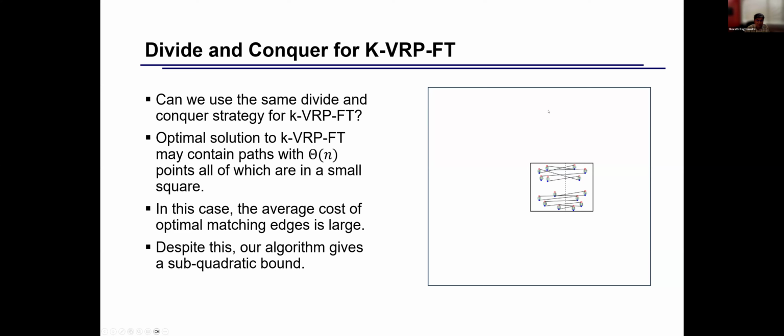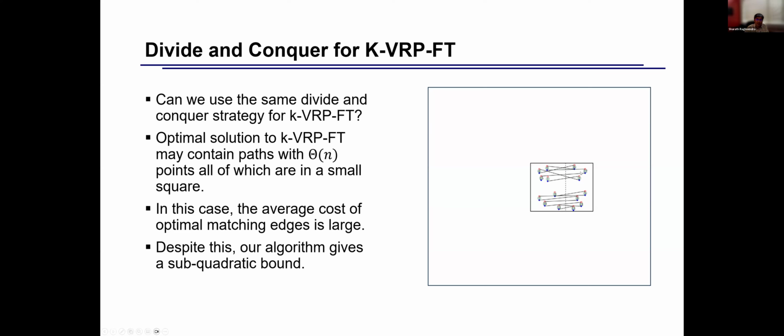So imagine you have an instance of the fixed time vehicle routing problem. This big square contains that, and k is a potentially large number. Now suppose you have a smaller subproblem inside of this, which contains theta of n points. But if you look at the optimal solution here, all these theta of n points are covered by two paths, right?